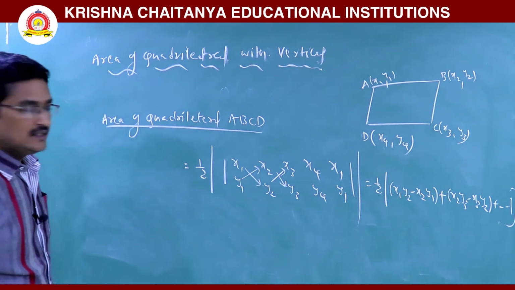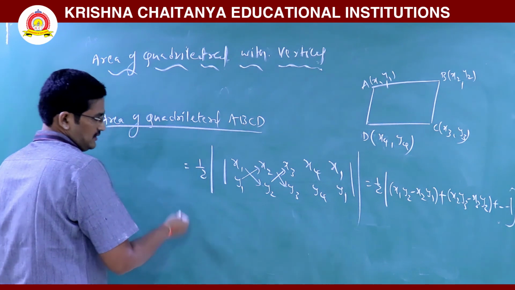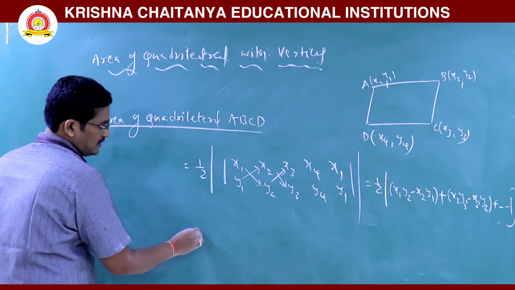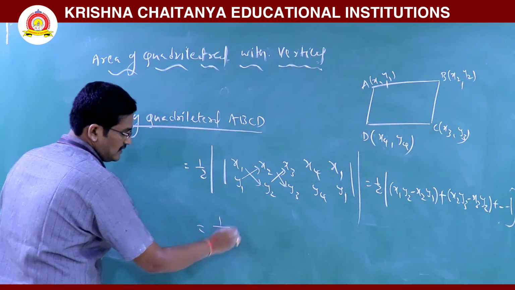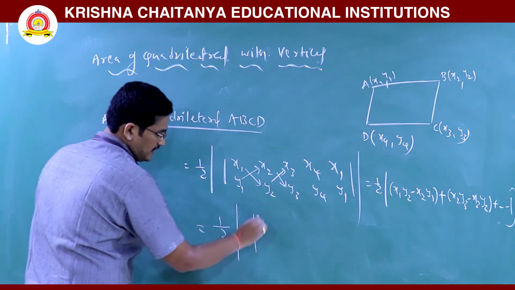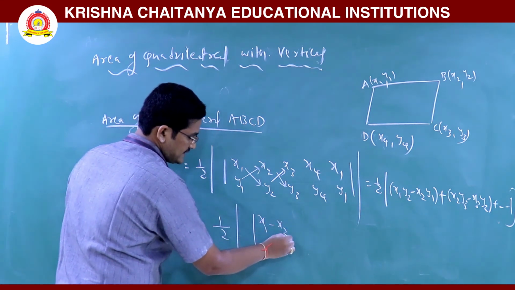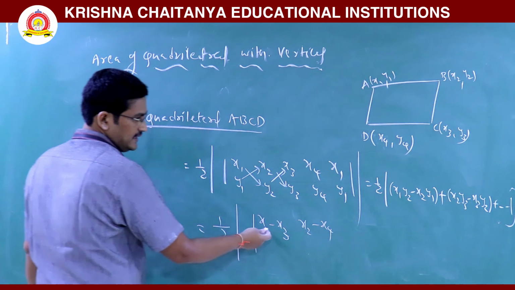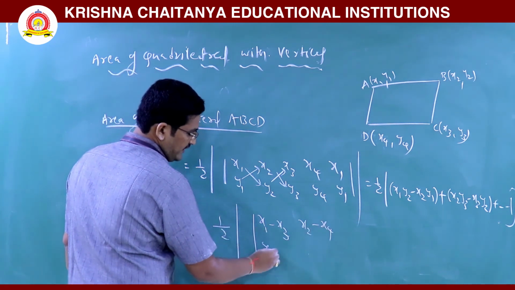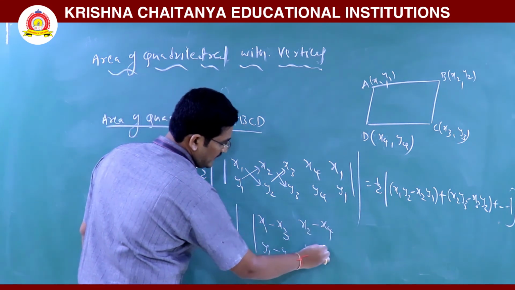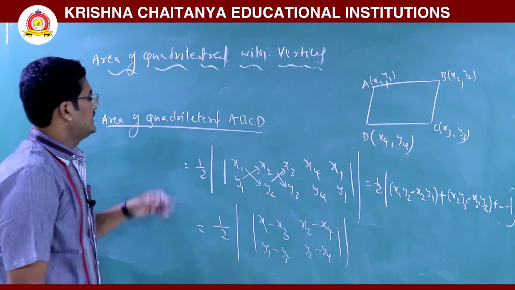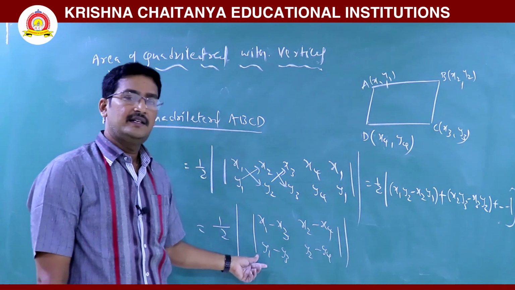It is one more notation. To find the area of quadrilateral ABCD easily, this is the second formula. We take half into modulus of the 2 by 2 determinant with rows x1 minus x3, x2 minus x4 and y1 minus y3, y2 minus y4. By using this formula, you will get the area of quadrilateral ABCD easily.